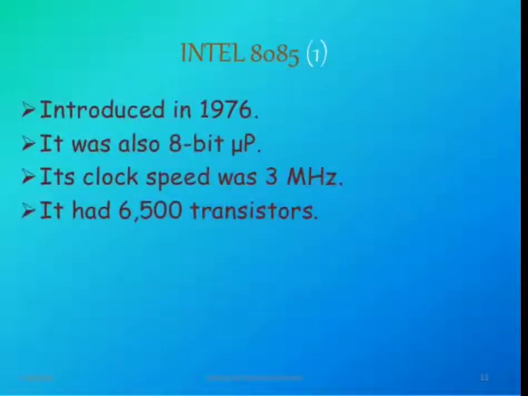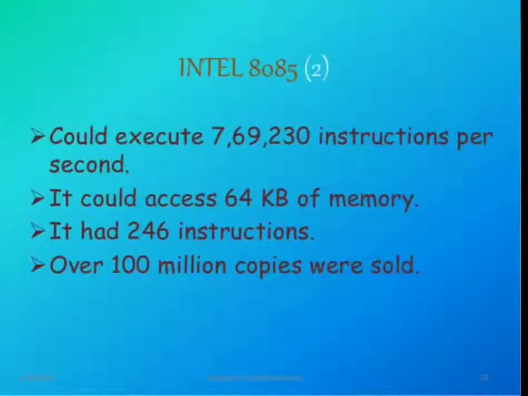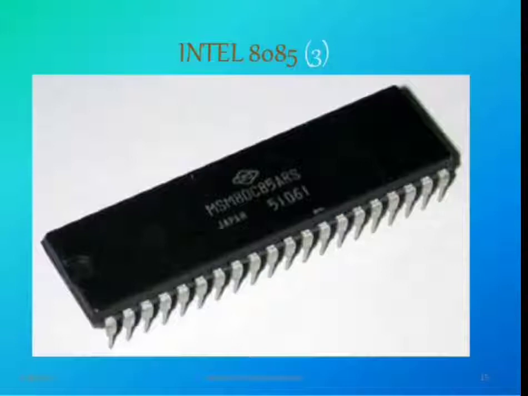Next, 8085. It was introduced in 1976. It was an 8-bit microprocessor. Its clock speed was 3 MHz. It had 6500 transistors. It could execute 7,69,230 instructions per second. It could access 64 kilobytes of memory. It had 246 instructions. This is the 8085 microprocessor.